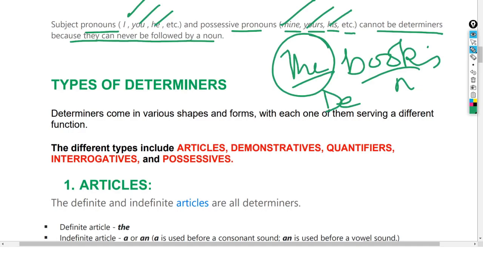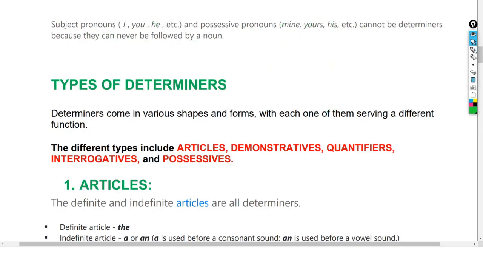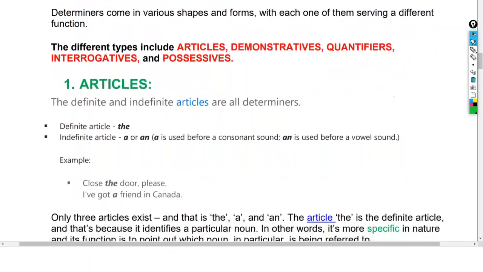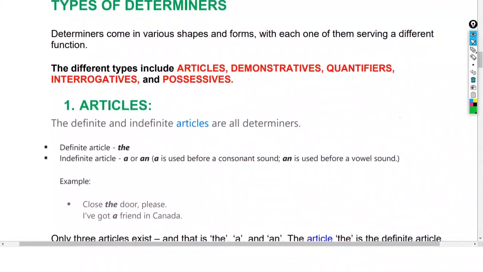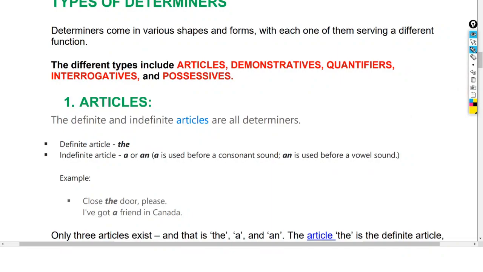Then let us go to the classification. Determiners come in various shapes and forms, with each one of them serving a different function. On the basis of the work that the determiner does, determiners are classified into 5 classes. So we will notice these 5 classes.